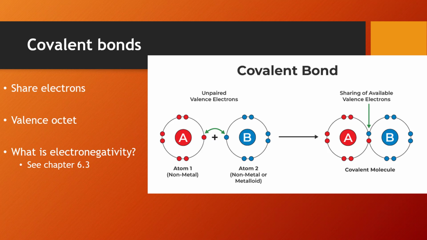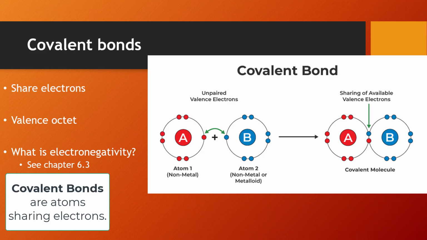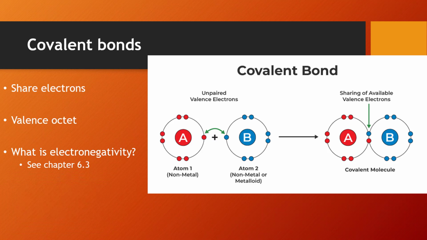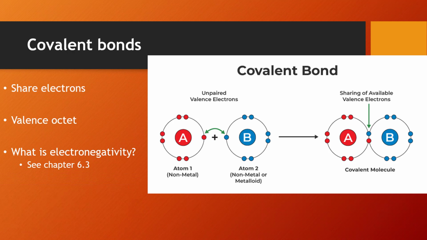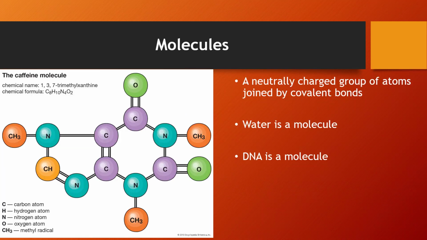If they share them, and if these two atoms get close enough together that the electrons are actually in both orbits, then technically they both have 8, and this is a covalent bond. This covalent bond allows them to have 8 electrons in their valence shell by sharing one with another. And this is a good time to review electronegativity, going back to chapter 6.3. Now, a molecule is a neutrally charged group of atoms joined by covalent bonds.